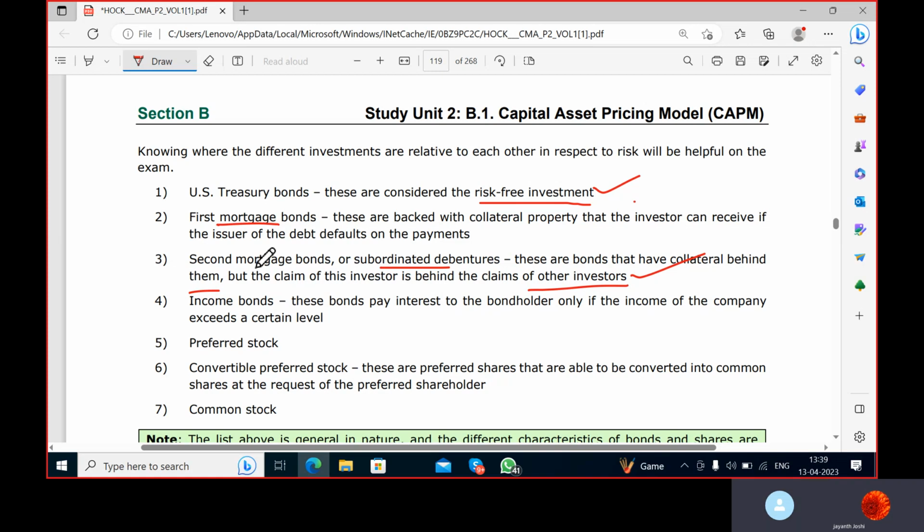The point here is, see, the first mortgage bonds have the backup of the asset collateral. But I don't know what kind of definition these people have. Just a second, Suma. I'm getting a call. Just a second.